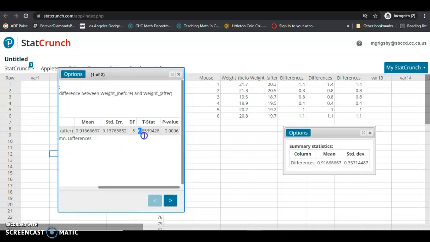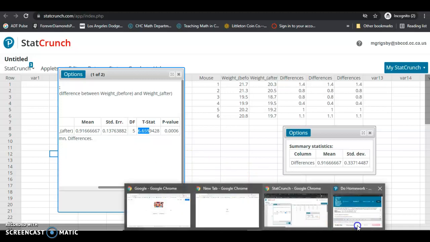Our T-stat, or standardized test statistic, if we round it to 3 decimal places, is 6.659. Hopefully you know how to round. So it'd be 6.660, so that 59 goes up to a 60. So 6.660 will be the test statistic.